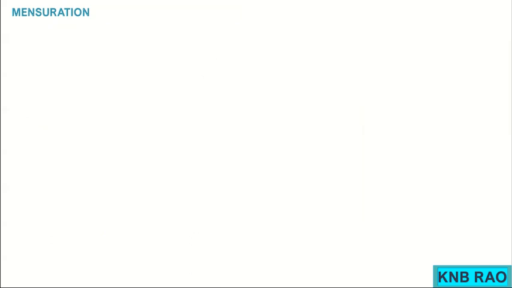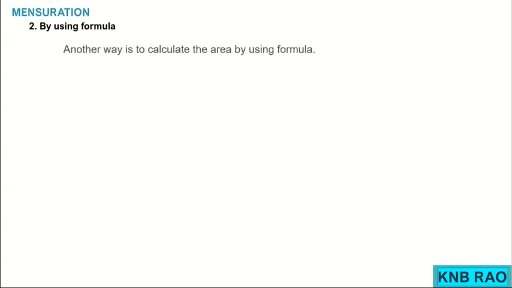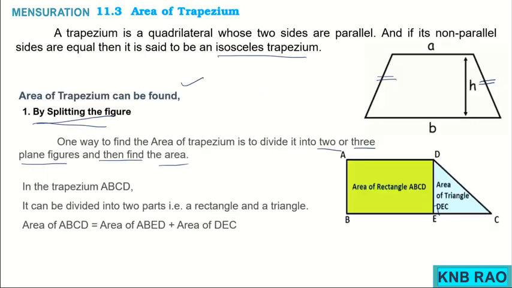So, we are going to have a formula. How that formula has come, let me explain. The formula is: area of a trapezium is half of (A plus B) into H.